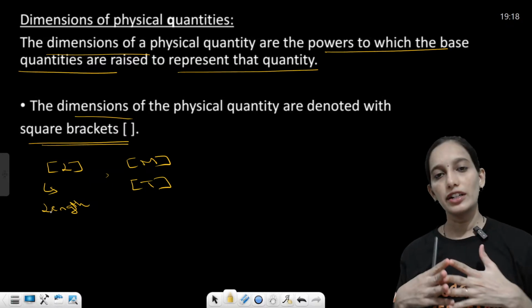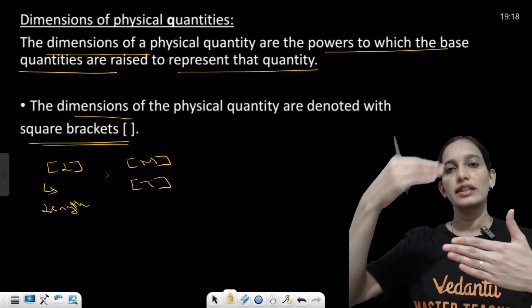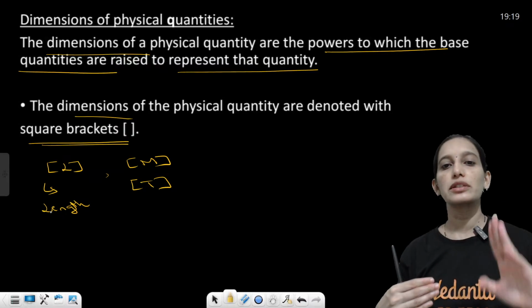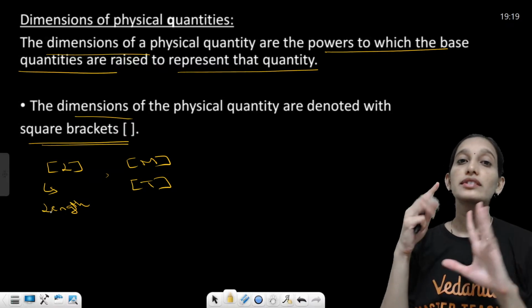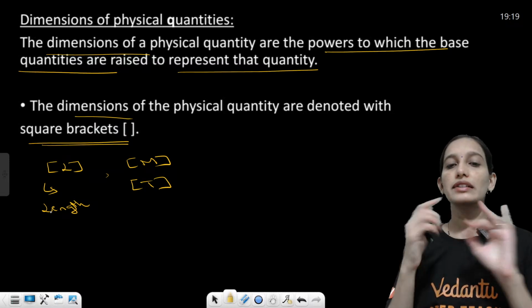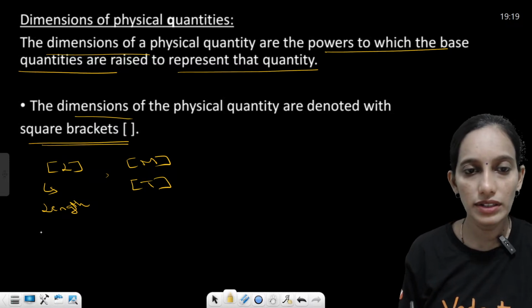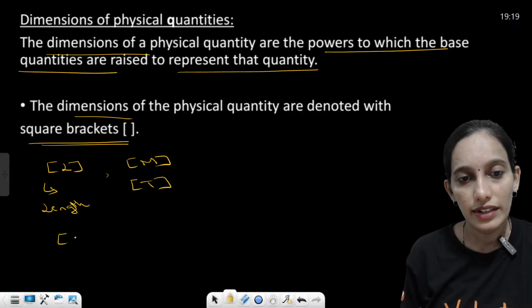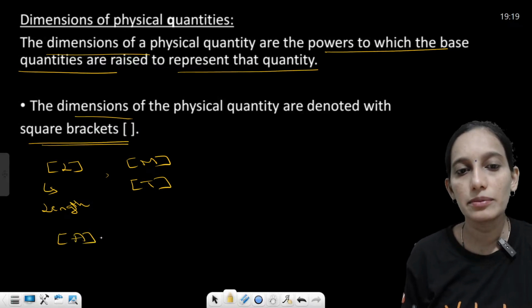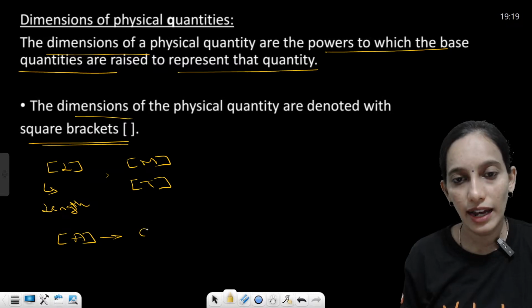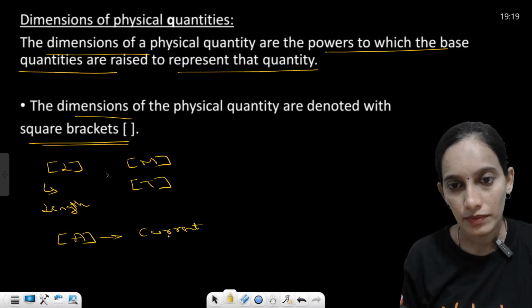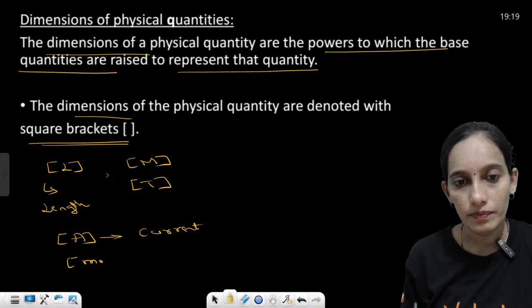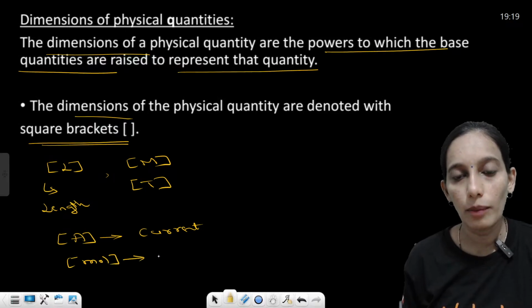Though there are 7 fundamental quantities, most of these kinematic quantities can be expressed in terms of 3 fundamental quantities, that is MLT. And also you can have other physical quantities like current. Its unit is ampere, so we write it as square bracket A. This is the dimension of current. Okay, then mole, the dimension of mole, amount of substance.